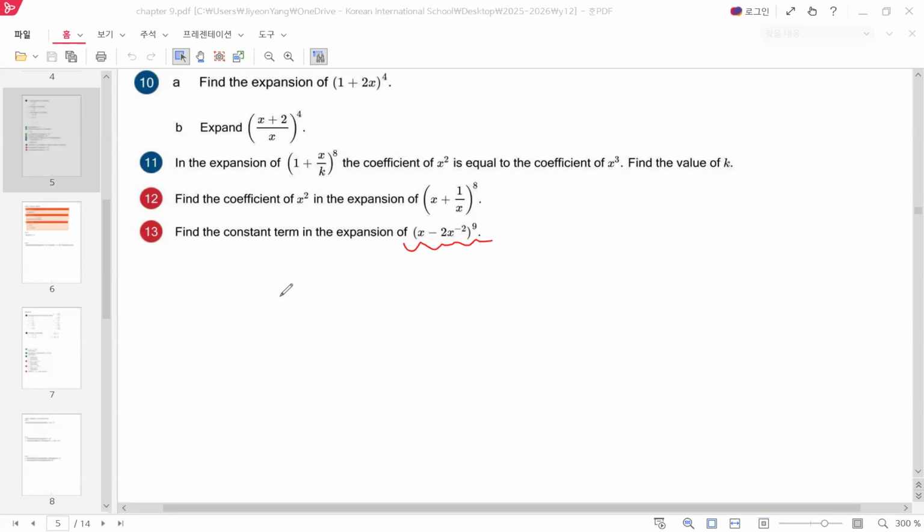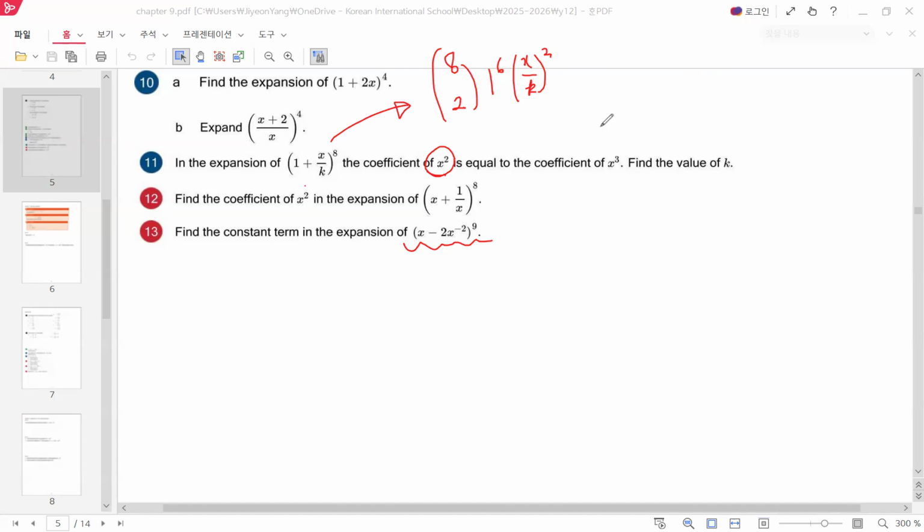So for example, from question number 11, let's try to find x squared as it is. From the 8, you need to choose 2x, and then 1 to the power of 6, and (x over k) to the power of 2. Now you understand, right, students? Answer me. If you don't understand, you can say that. I don't understand, Miss Young. Please explain one more time. You can say it. Yes.